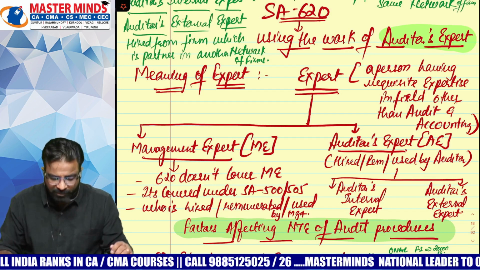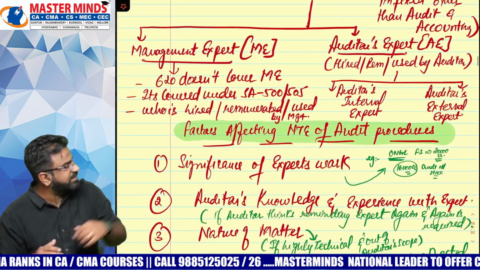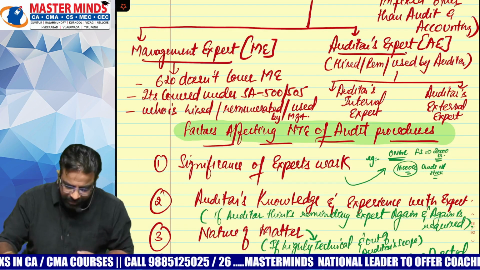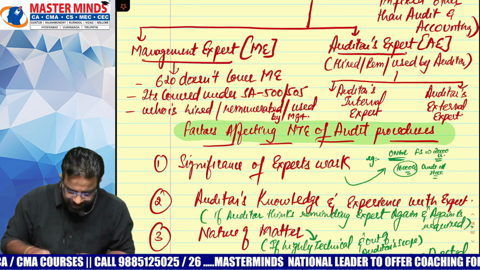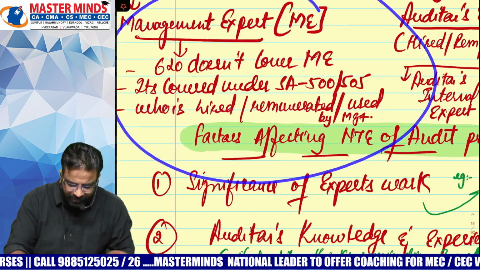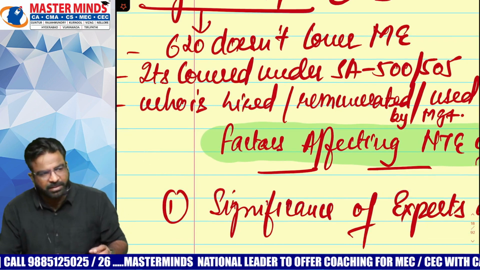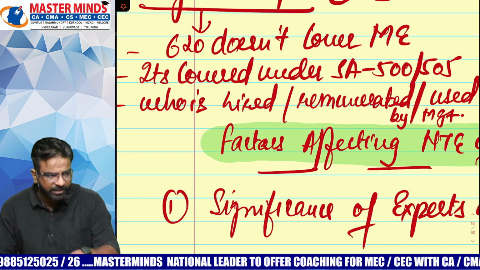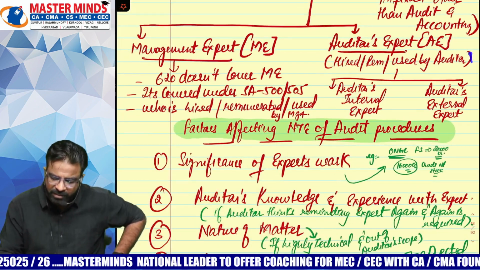Now, when we talk about the expert, there are 2 types of experts. Read the first one. One is the management expert and one is what? The auditor's expert. Who is the management expert? The one who is hired, remunerated and used by whom? Management. And one who is hired, remunerated and used by whom?